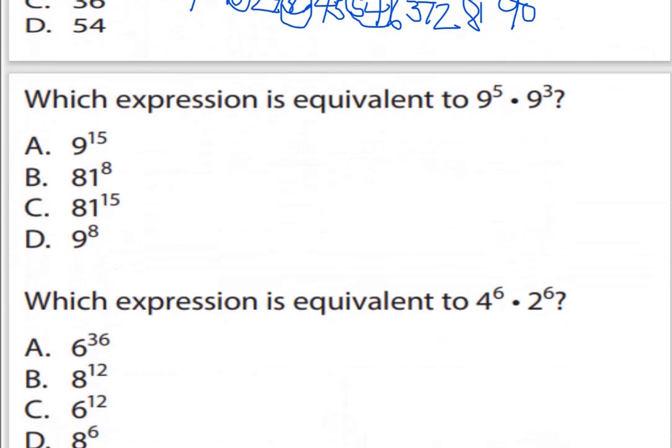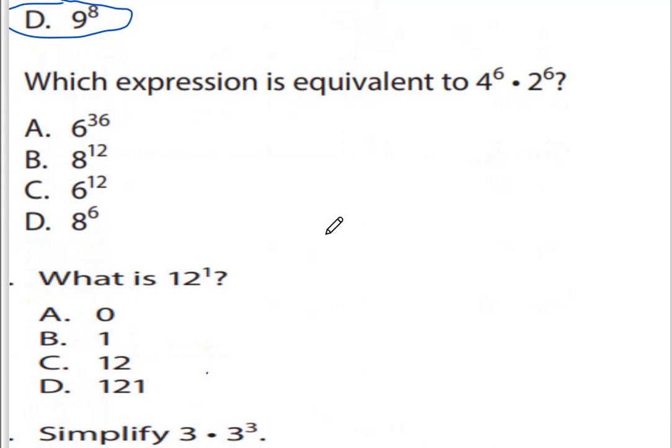Okay, on this part, which expression is equivalent to 9 raised to 5 times 9 raised to 3? So on this part here, we have the base and the exponent. Since in this problem we have the same value for the base, which is 9, if we're going to multiply, we copy the base since it's the same and simply add the exponents. So 5 plus 3, that is 8. So therefore, the answer is letter D.